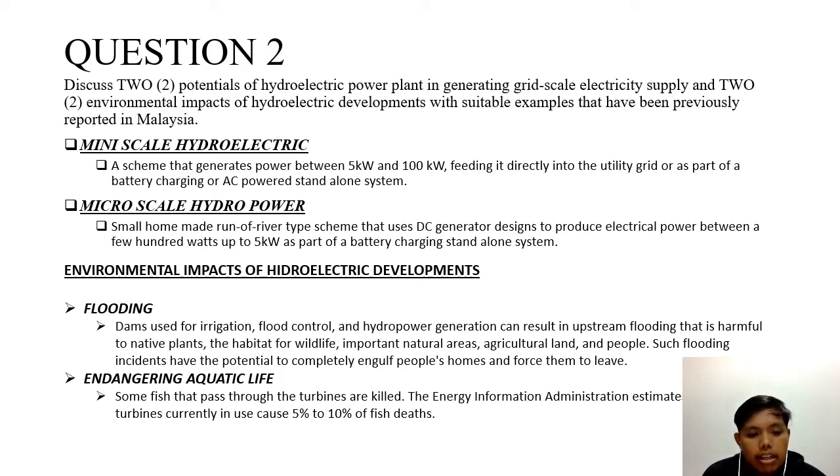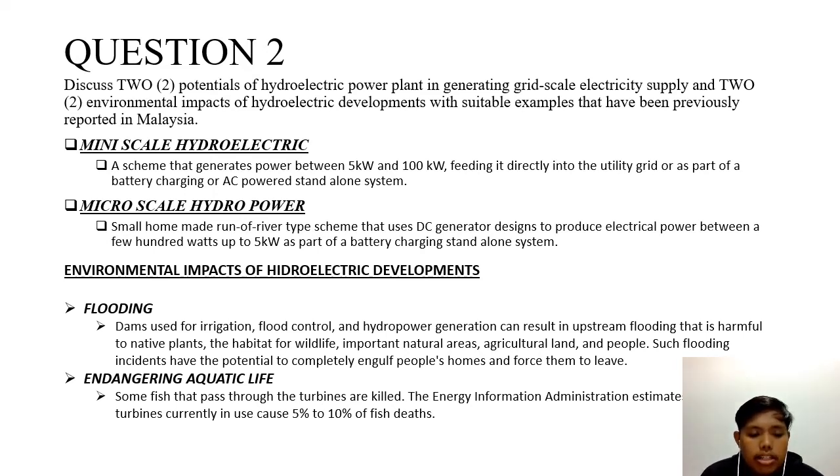For the environmental impact of hydroelectric development, the first point is flooding. As we all know, dams are used for irrigation, flood control, and hydropower generation, which can result in upstream flooding that is very harmful to our native plants, the habitat for wildlife, important natural areas, agricultural land, and also our people. Such flooding incidents have the potential to completely engulf people's homes and force them to leave.